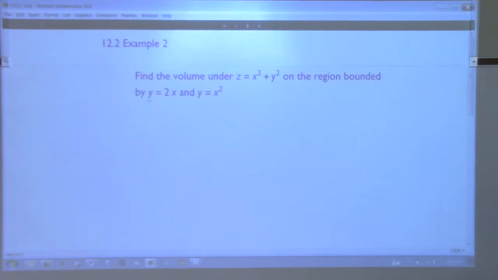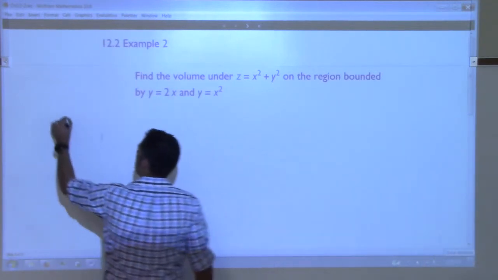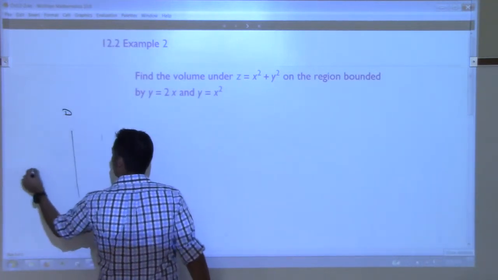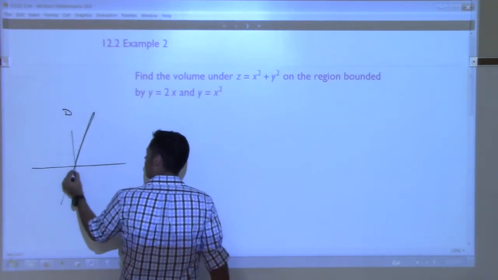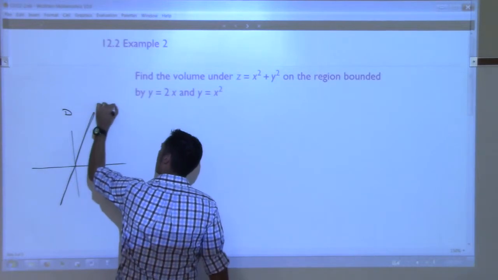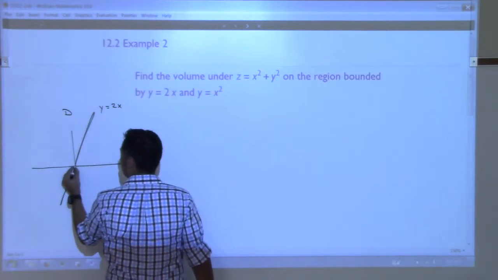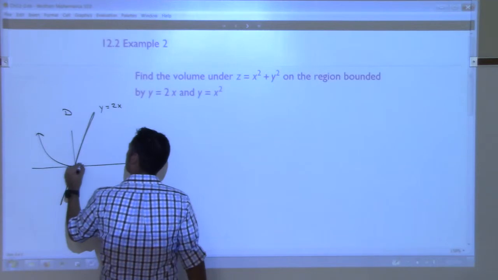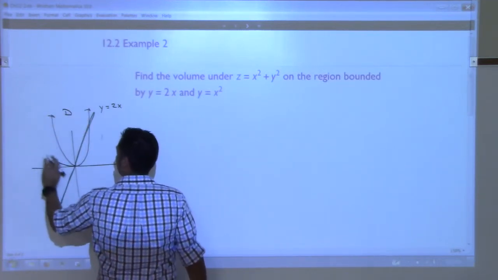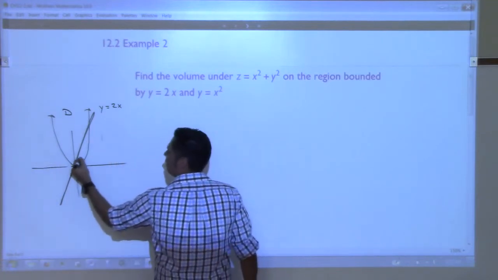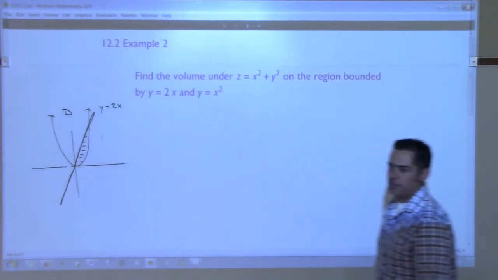This one: the volume under x squared plus y squared, region bounded by y equals 2x. Y equals 2x is a line, and y equals x squared is a parabola, right? So let's start by drawing that. So my domain, y equals 2x, and y equals x squared. It's that piece right there, right?